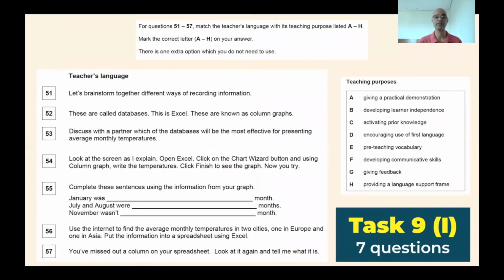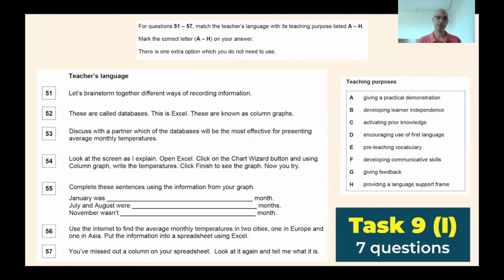And there's other tasks in this section of the test. And we're going to talk a little bit more about the section in a couple of minutes. But let's look at this question and understand what it is about. So for questions 51 to 57, match the teacher's language with its teaching purpose, listed A through H. Mark the correct letter A through H on your answer. There is one extra option, which you do not need to use.